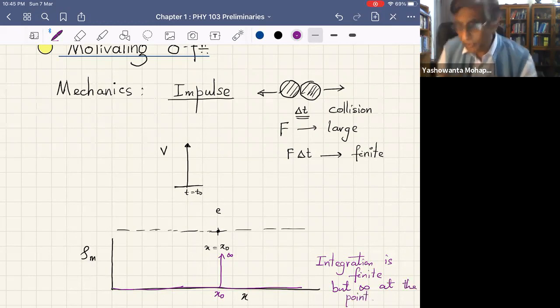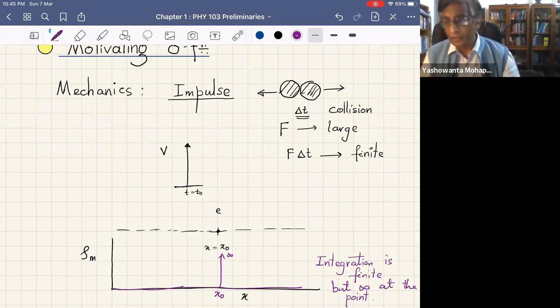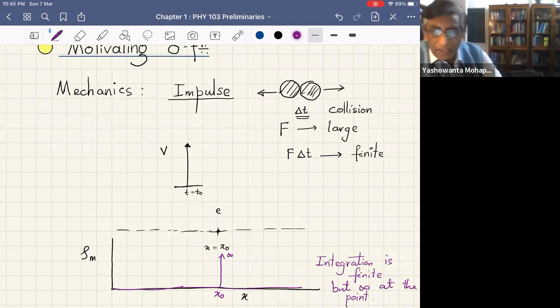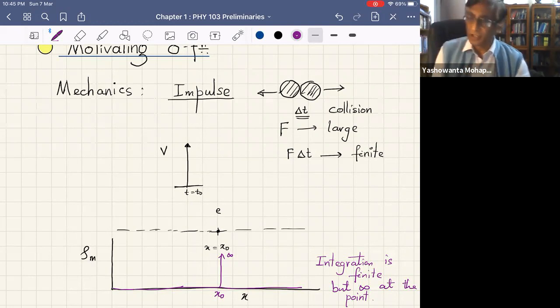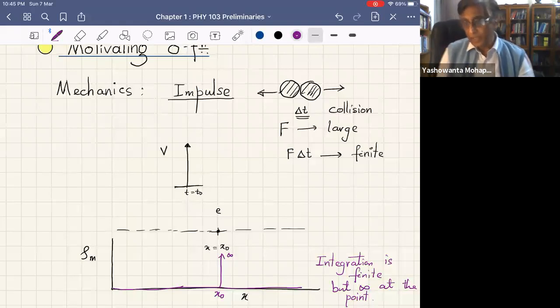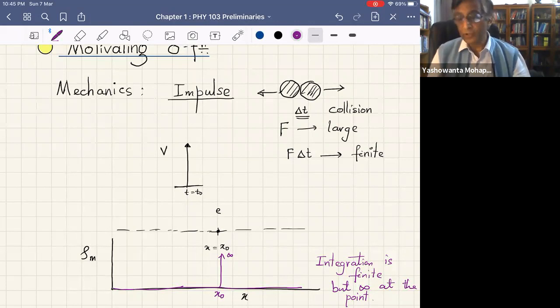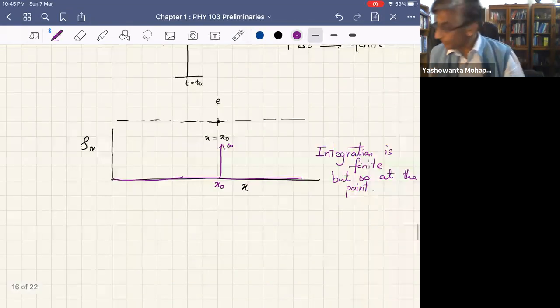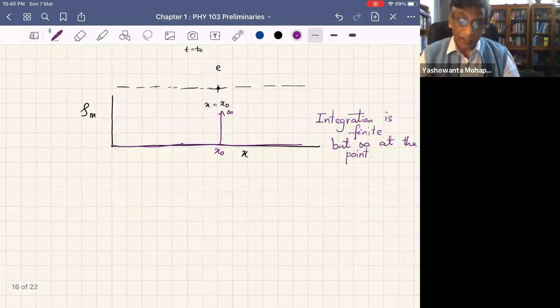Now that motivates this. Pure mathematicians would not consider this to be a function because it's not integrable, there is no neighborhood and things like that. But it's an extremely useful concept, especially for physicists. So what we will do is make it a useful concept by regularizing it and treating it like a function.